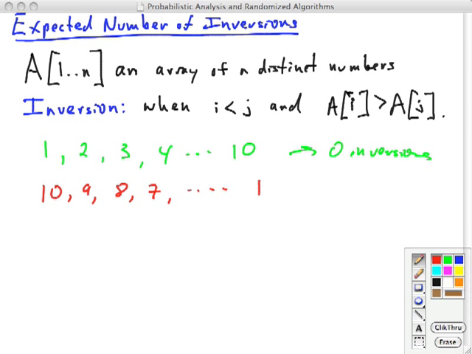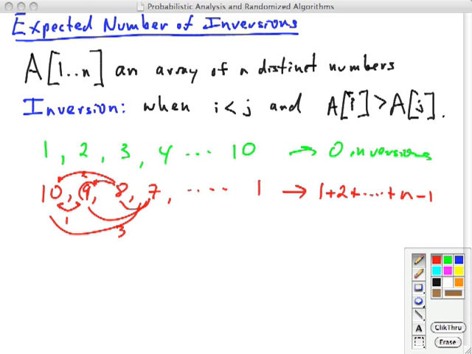How many inversions do we have here? Well, here's one inversion. 9 and 10 should be switched. So there's one of them. Here's two more inversions. 8 and 9 should be switched. 8 and 10 should be switched. There's two of them. Here's 3 more. And so on. So as you can see, if instead of 10 I write n, I'm going to have to add it up here. We're going to have 1 plus 2 plus up to n minus 1 inversions.